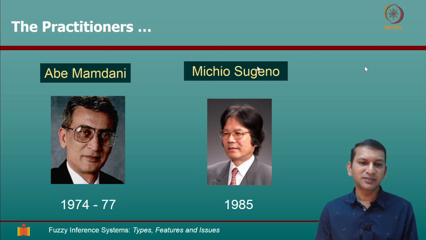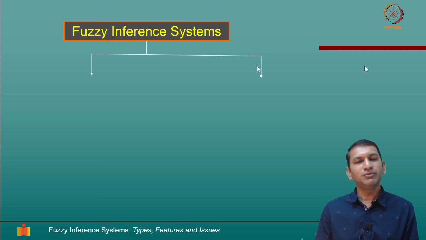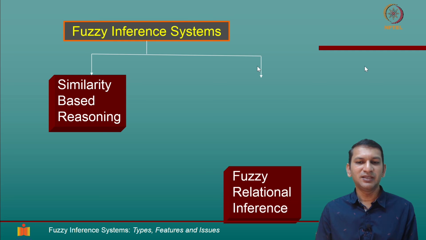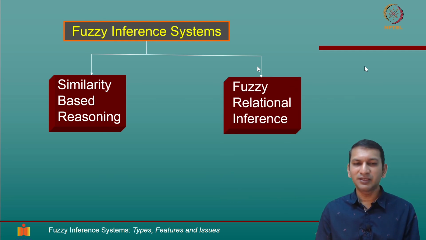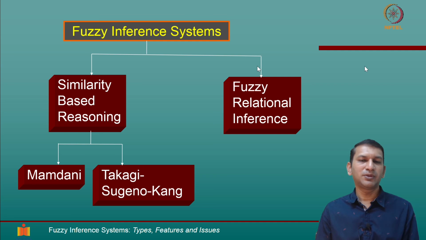These are the two pioneers who proposed these major and to this day very useful models of similarity-based reasoning fuzzy inference systems. What are they? If you look at fuzzy inference system, as was repeated many times, there are two major types. First is the similarity-based reasoning. Other is the fuzzy relational inference, which you have seen in the last week of lectures. And in similarity-based reasoning, there are two important reasoning schemes, fuzzy inference systems, one proposed by Mamdani and the one proposed by Takagi, Sugeno, and Kang. These are two things that we will see going forward in the next week of lectures.